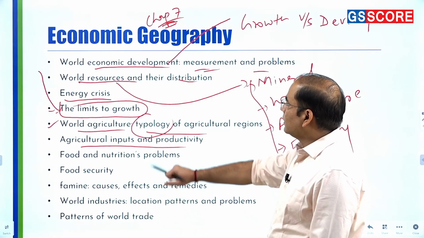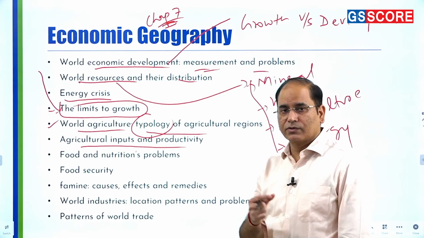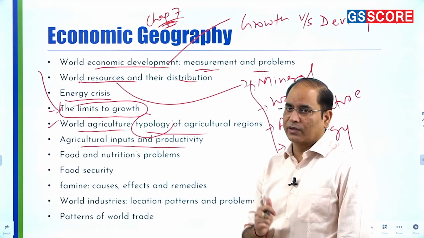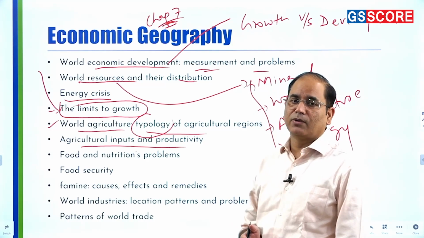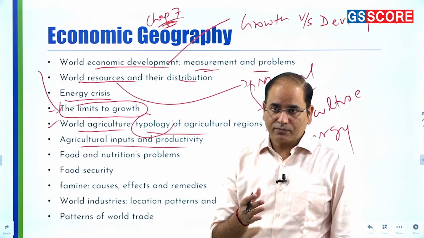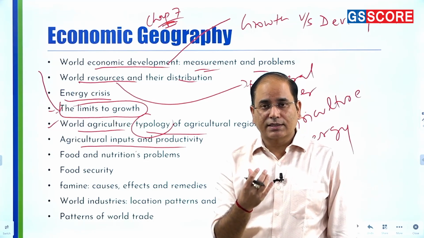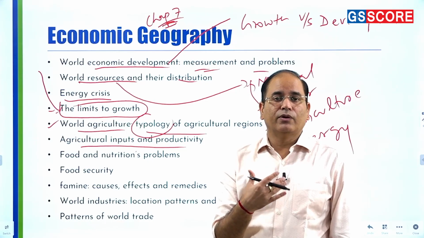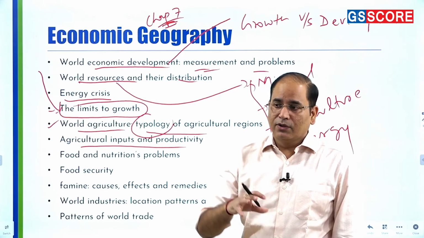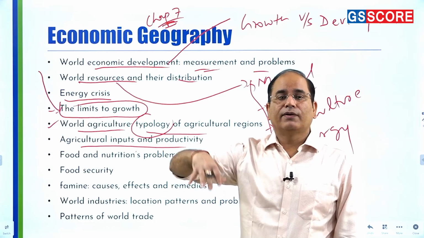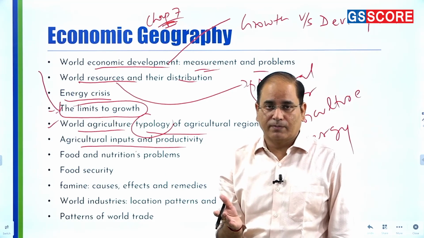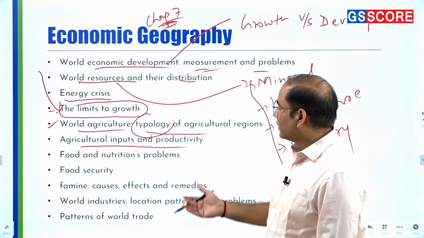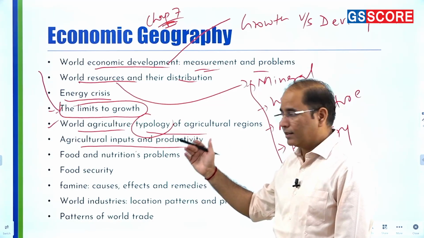In fact, in this world agriculture typology itself, you are supposed to study one very important predictive model, that is the agriculture locational model. This agriculture locational model was given by von Thünen. Von Thünen has suggested that if you want to make agriculture profitable, this is the pattern of agricultural activity, where you need to grow which type of crop. So, von Thünen's agricultural model is also associated with agriculture.